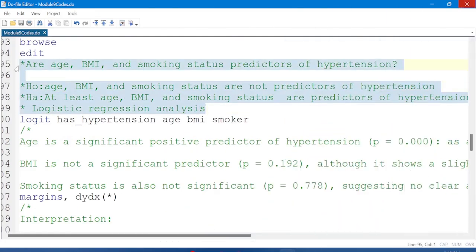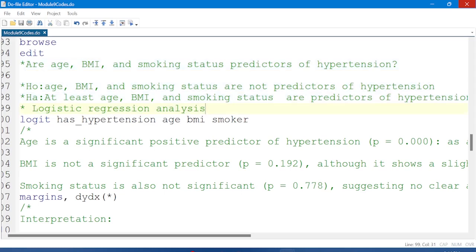We need to do our model, and we need to remind ourselves of the research question, which was asking whether age, BMI, and smoking status predict hypertension. The null hypothesis says that age, BMI, and smoking status are not predictors of hypertension. On the other hand, HA simply says that at least one of age, BMI, and smoking status is a predictor of hypertension. And logistic regression will be our friend here. We just need to use logit, or you can use probit as well. Logit hypertension, age, BMI, and smoker.